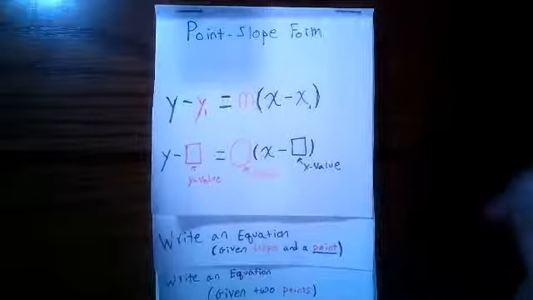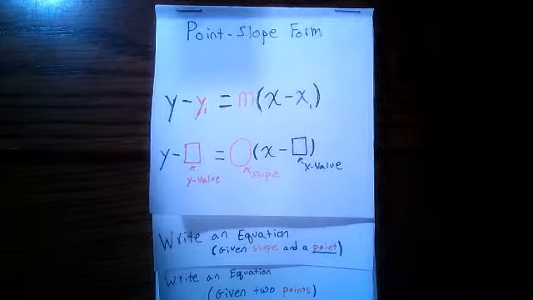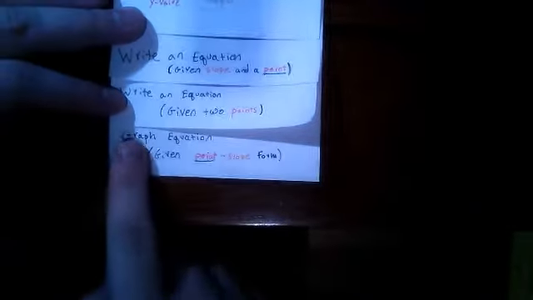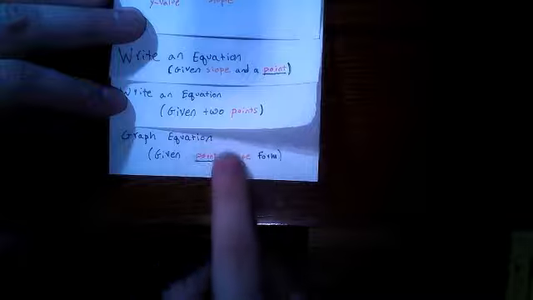Our very last example for point slope form is, instead of being asked to write an equation, you're asked to graph the equation. So in this case, you're actually given the equation in point slope form and asked to make a graph. And so what we're going to do is you're going to write that down here. That's this last flap. And we're going to open it up. And here's your question.